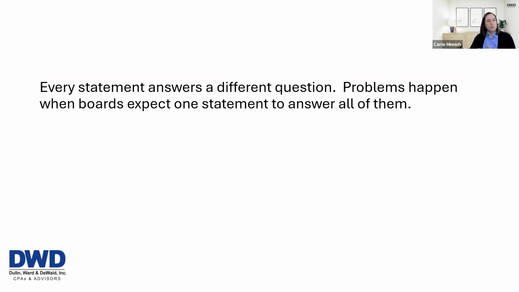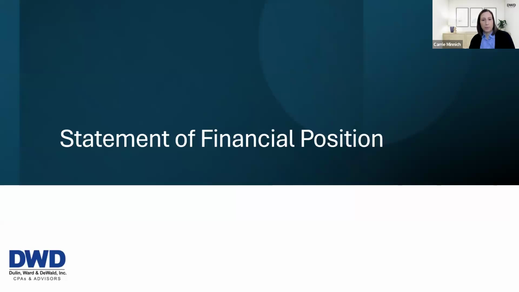Each one of these four statements answers a different question. And we really need to look at these statements together as a whole, not just one statement, in order to really understand what is going on within the organization. Problems seem to happen when boards expect only one statement to answer all of their questions, or they only have one statement to review. Like, for example, they're only provided the income statement. We really need a complete set of financial statements in order to get a good understanding of what's going on within the organization. So the first statement we're going to look at is the statement of financial position.